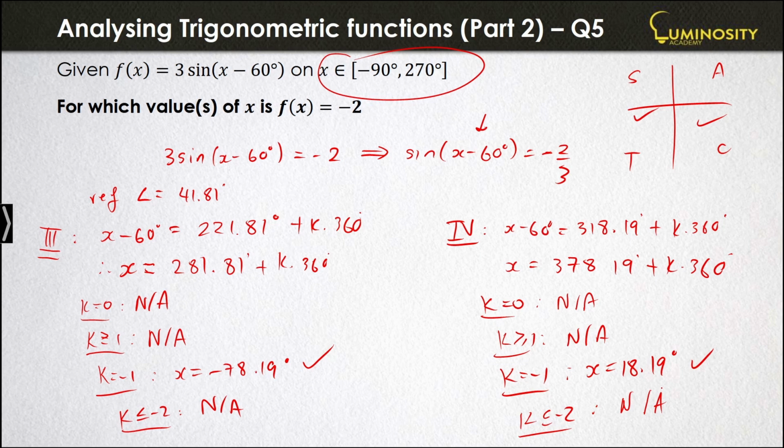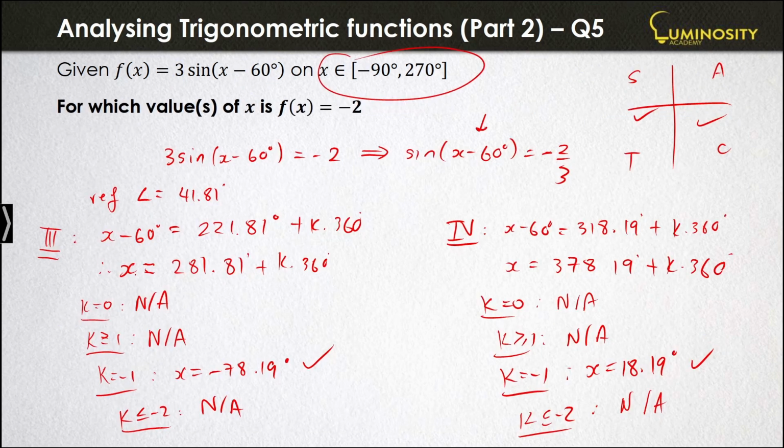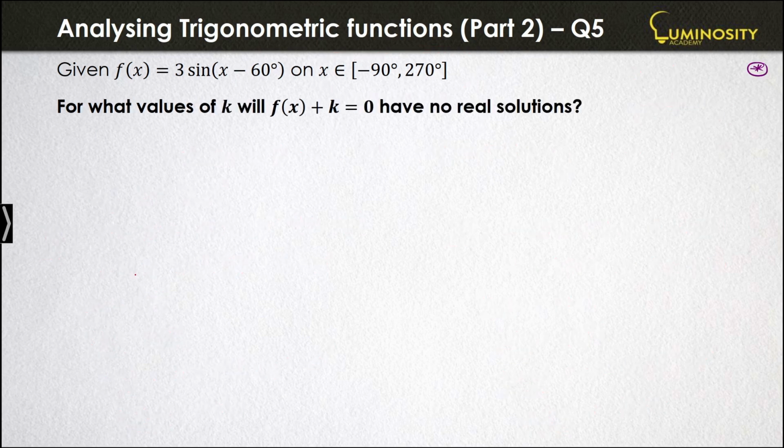Okay, so 18.19 degrees. That makes sense. And then negative 78.19 degrees. That also makes sense based off that diagram. Okay, so those are the two x values that will give you negative 2 when you substitute them into the function.